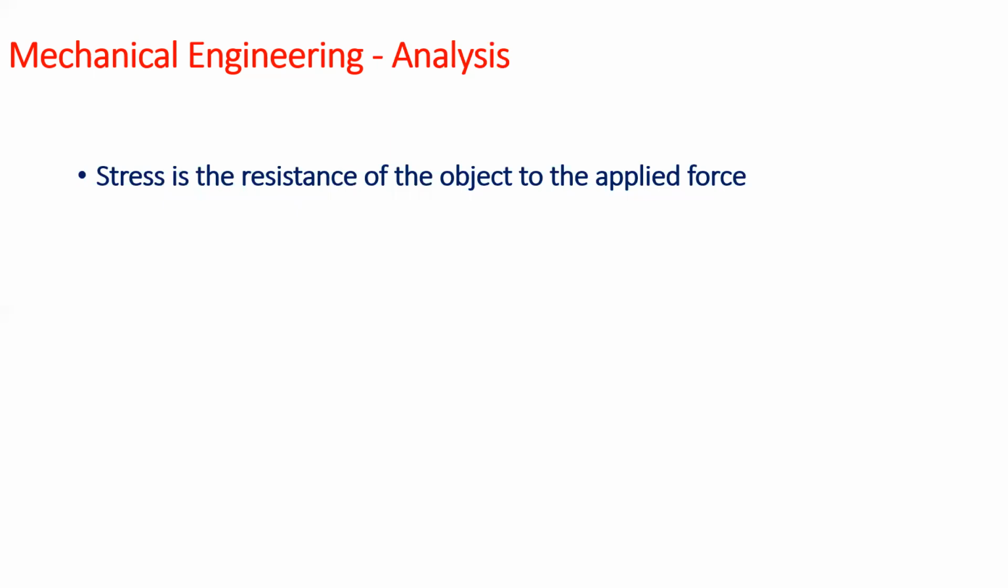So stress, as you have already defined formally in the strength of materials course, is a second order tensor. We will also again define the Cauchy stress. But if one has to evaluate the component of a stress, it is the resistance of the object to the applied force. It is not external force divided by the corresponding area. It is resistance to the applied force.